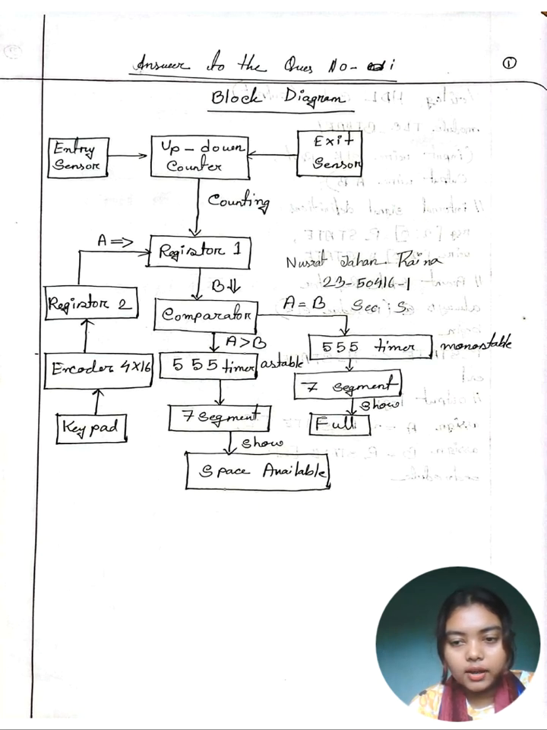There is also a connection shown from A equal to B to a show input for the 7-segment full display. There seems to be a connection from both A greater than B and A equal to B to the full display, potentially indicating different display behaviors.